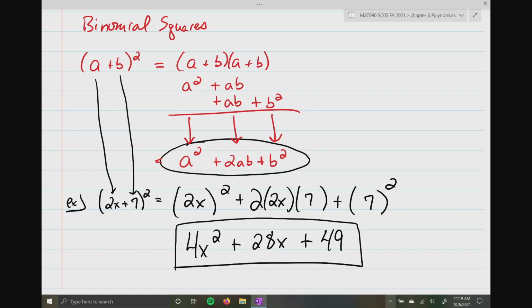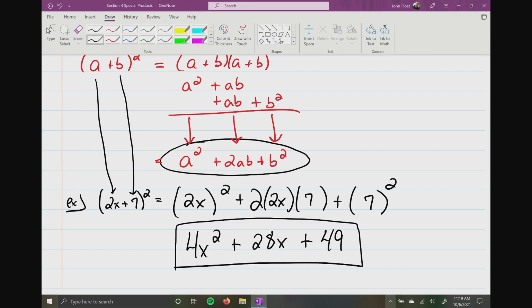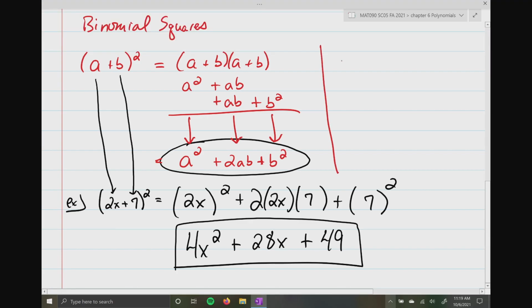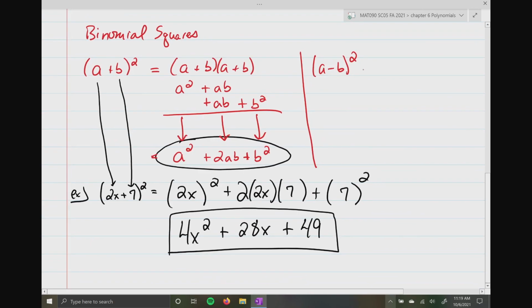Now, there is another binomial square that I want to introduce us to, and it's this one right here. Notice the only difference is there's a minus sign instead of a plus sign. So if we were to write this out, what you would get if you were to distribute everything would be a squared minus 2ab plus b squared.